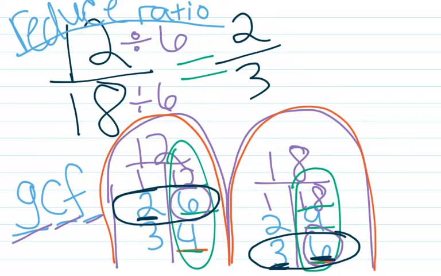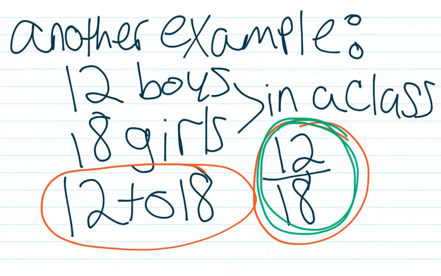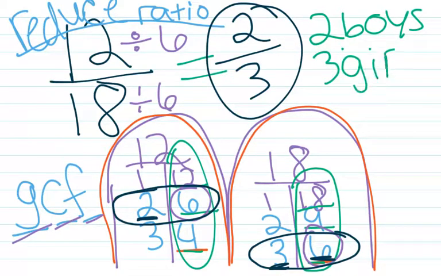Okie dokie. So my final reduced ratio for 12 to 18 would be 2 to 3. That means, okay, I know that's a lot, but bear with me. That means for every 2, what was it? Let's go back. So for every 2 boys, there are 3 girls for the whole class. I'm sorry. Does that make sense? I sure hope so. Y'all just did ratios. What? Super proud.